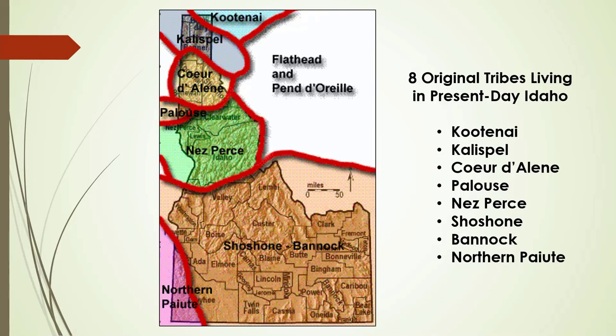So there were 8 original tribes living in what we call Idaho now. The Kootenai, the Kalispell, Coeur d'Alene, the Palouse, the Nez Perce, Shoshone, Bannock, and the Northern Paiute. So you can see from this map, with the exception of maybe the Coeur d'Alene up there in the Panhandle, the part of Idaho that they used was only a part of their territory. So they expanded much beyond those boundaries.